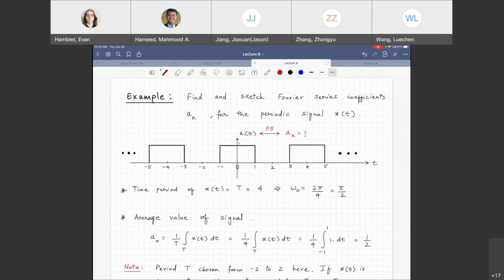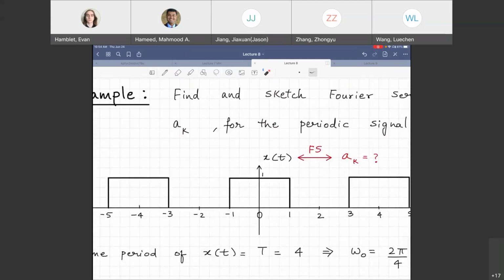So once I have figured out the time period, I'm going to try to evaluate the average value of the signal. I'm trying to make this problem structured, right? I want to give you guys some steps to follow. First step was evaluate capital T, evaluate omega naught. Second step is evaluate the average value of the signal. Evaluating the average value of the signal for this is going to be very straightforward. Why? Half the time it is 1, half the time it is 0. The average value should be a half, right? Is that right? Half the time it is 1. Half the time it is 0. So what is the average value?